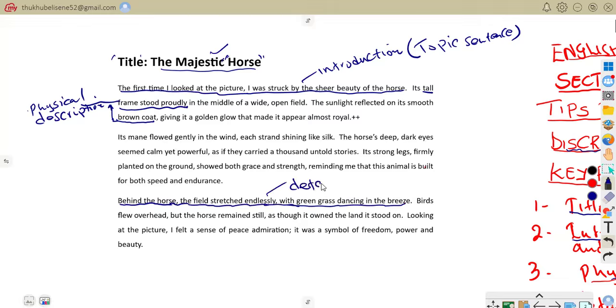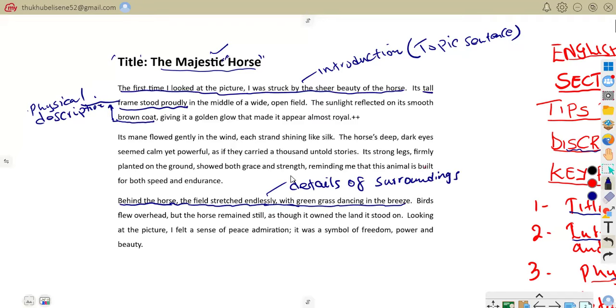Details of surroundings. So that is that. We describe what is around what? Around that horse. So that is when you're saying, behind the horse, the field stretched endlessly with green grass dancing in the breeze.